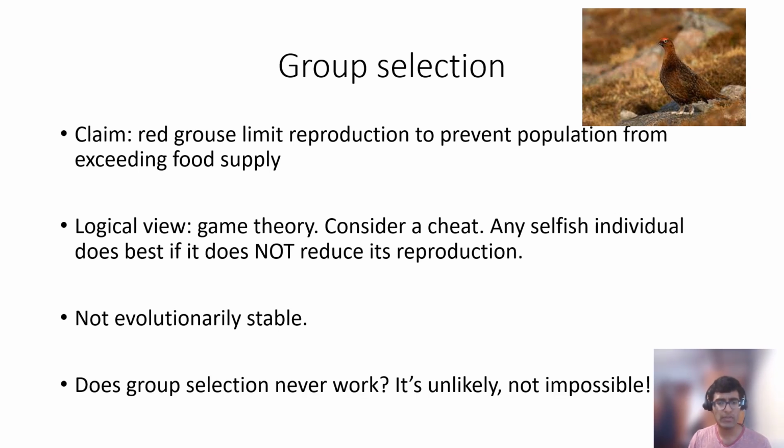And so that does lead to the question, does group selection never work? And it's unlikely because of this issue of selection at the level of the individual outweighing selection at the level of the group. But I think it's not impossible. There are lots of good arguments for group selection having occurred in certain situations. That is beyond the remit of this lecture. But if you're interested, it might be worth reading up on that.